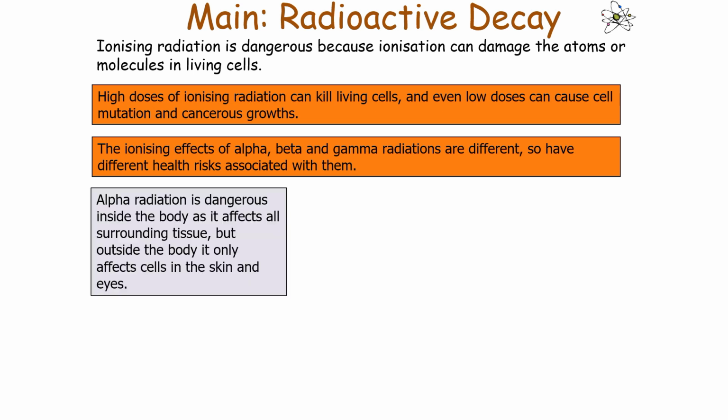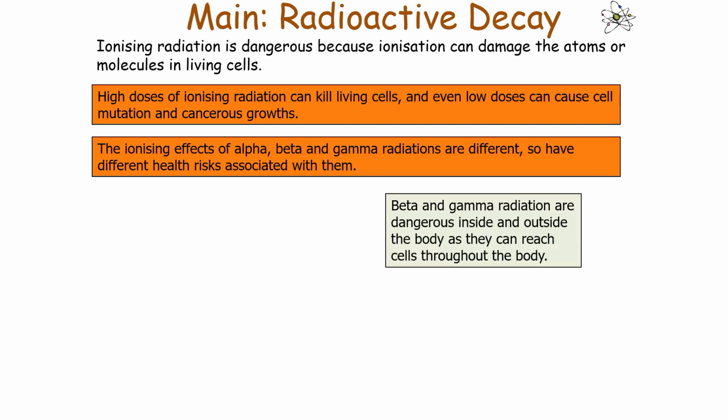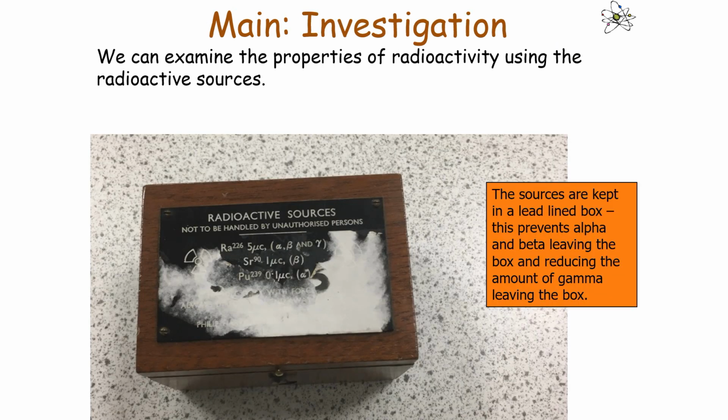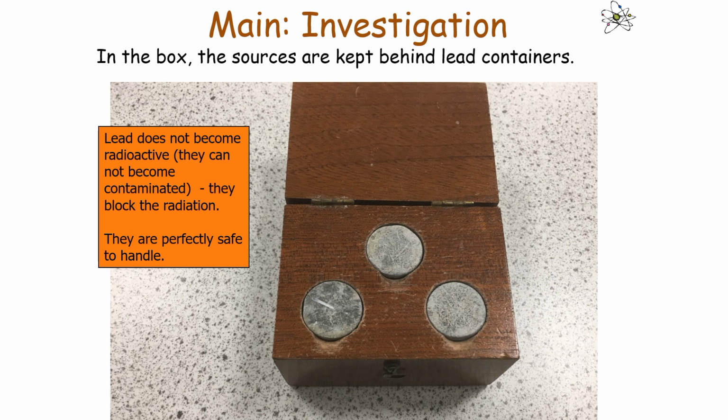Alpha radiation is dangerous inside the body as it affects all the surrounding tissues, but outside the body it only affects cells in the skin and the eyes, whilst beta radiation is dangerous inside and outside the body as it can reach cells throughout the body. Now we can examine the properties of radioactivity using radioactive sources. These tend to be kept in lead-lined boxes to prevent alpha and beta leaving the box and reducing the amount of gamma radiation leaving the box. Now the lead itself does not become radioactive, it will just block the radiation.